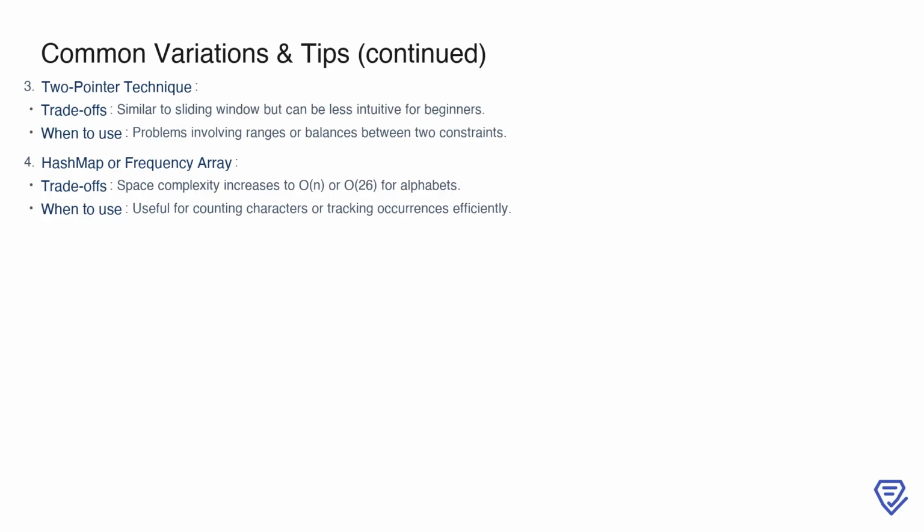Another approach involves using a hash map or a frequency array. This is especially useful for counting characters or tracking occurrences efficiently. The trade-off here is increased space complexity, which can be n for general cases or reduced to 26 when working with alphabets. Understanding when to use these techniques is critical. For example, two-pointers are great for problems dealing with ranges, while a frequency array is ideal for scenarios where you need quick lookups or updates.